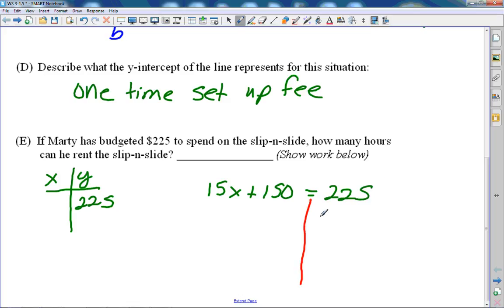I'm going to subtract 150 from each side. Okay, so I subtracted 150, and I've got 15x equals, that looks like 75.